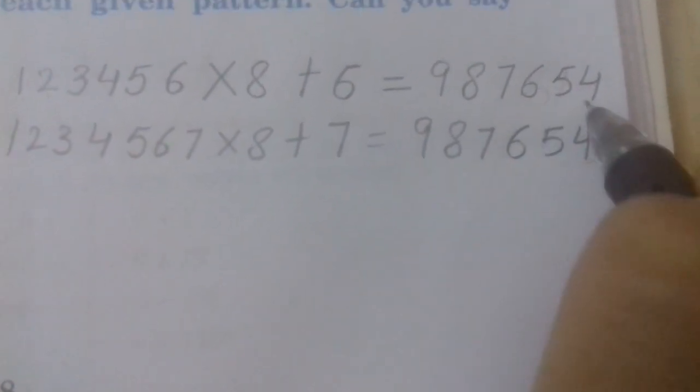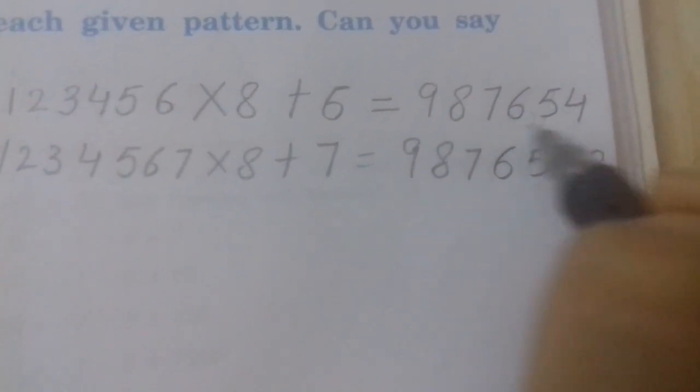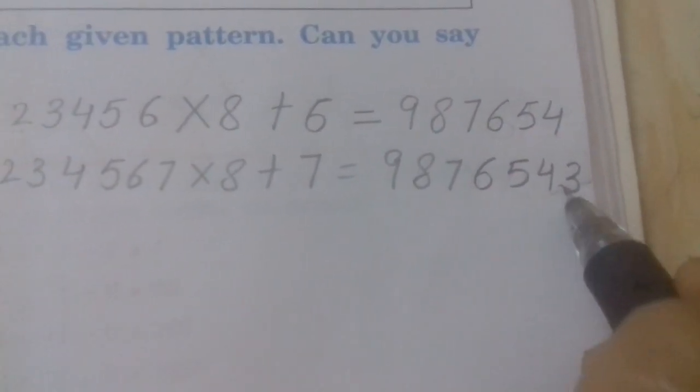Children, just correct the value. By mistake I wrote 4 over here. So you can correct the values yourself.